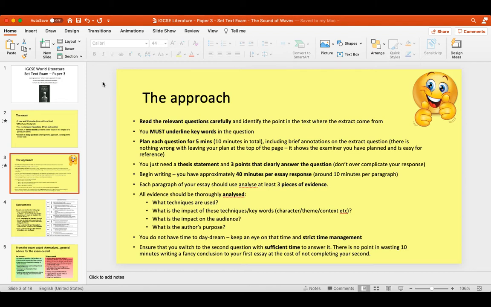You have to work super, super quick, which is why I've put at the bottom, you do not have time to daydream. So you have to work really, really intense, probably one of the most intense exams that you will sit, purely because this should be, I think, a 2-hour exam.